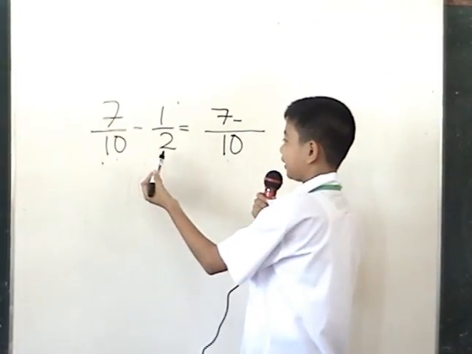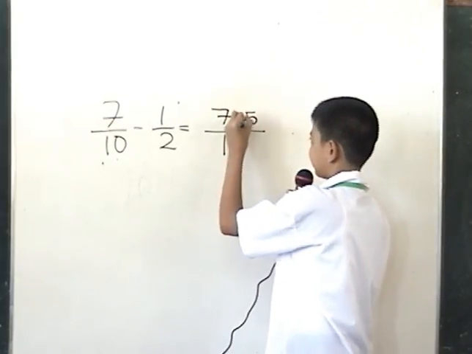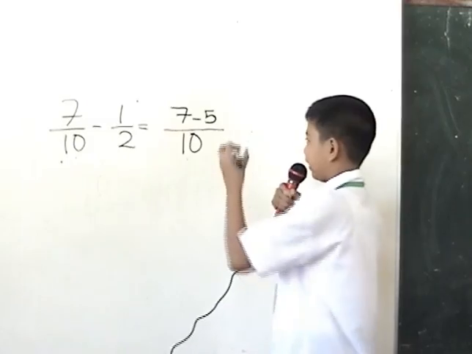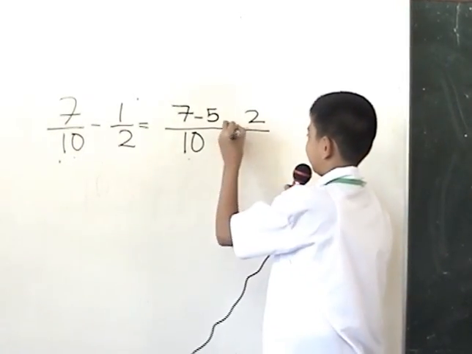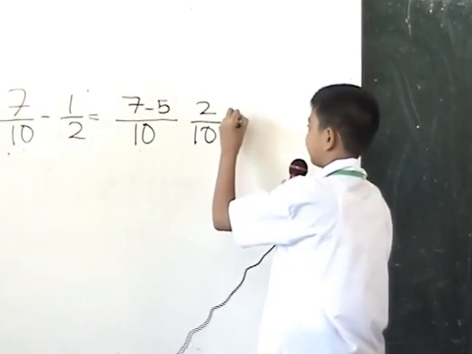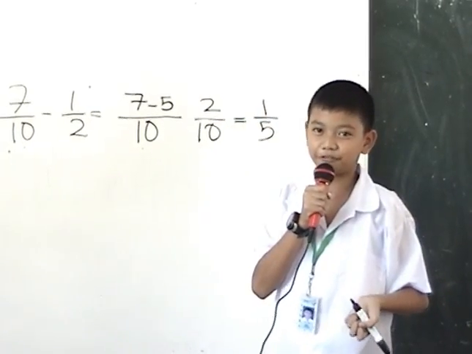10 divided by 2 is 5 times 1 is 5. Now we can subtract. 7 minus 5 is 2 and copy the denominator, 10. 2 tenths can be simplified. So the answer is 1/5.